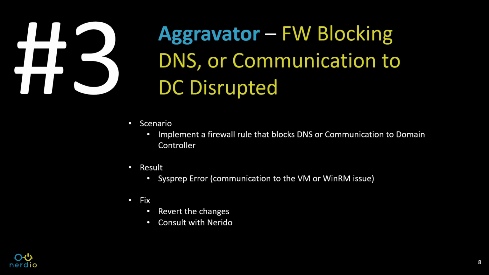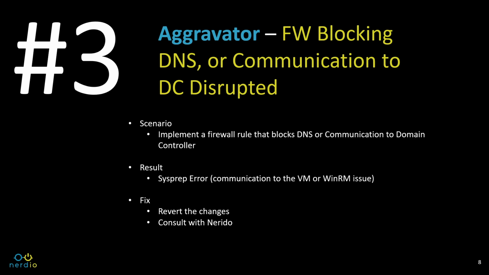Aggravator number 3 is a situation where the firewall is blocking DNS or communication to the domain controller has been disrupted. This situation is a bit different and has more to do with the network layer and not necessarily anything specific to the actual machine or VM where Sysprep is running. A good scenario for this is where a technician has implemented a firewall rule that is either blocking DNS or cuts off communication to the domain controller.